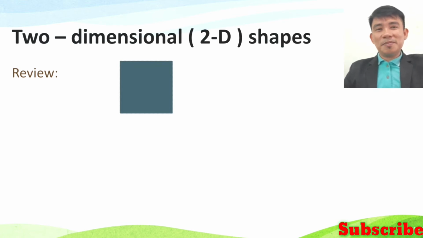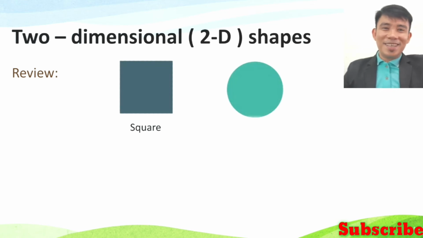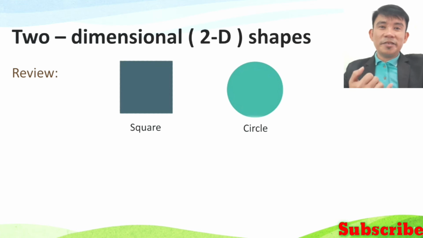Now, let's have a short review of two-dimensional shapes or 2D shapes. What shape is this? It's a square. S-Q-U-A-R-E. Square. How about this? What shape is this? It's a circle. C-I-R-C-L-E. It's easy to spell the word if you spell it by syllables. Like circle, so two syllables. Cir, C-I-R, and then cle, C-L-E. Circle, right?